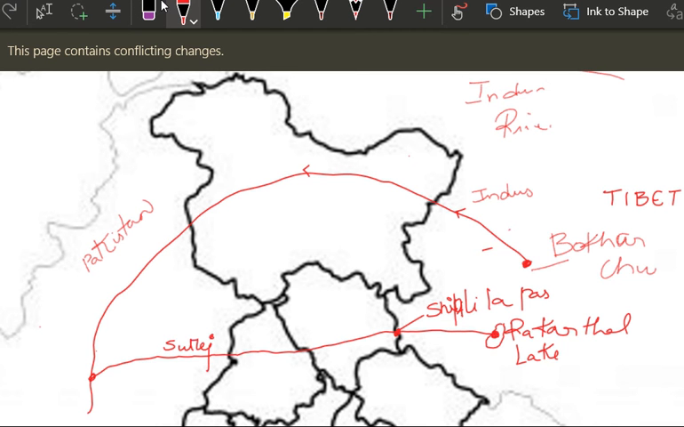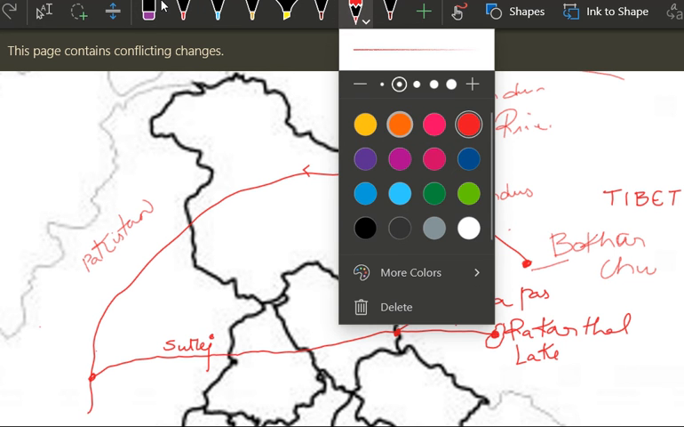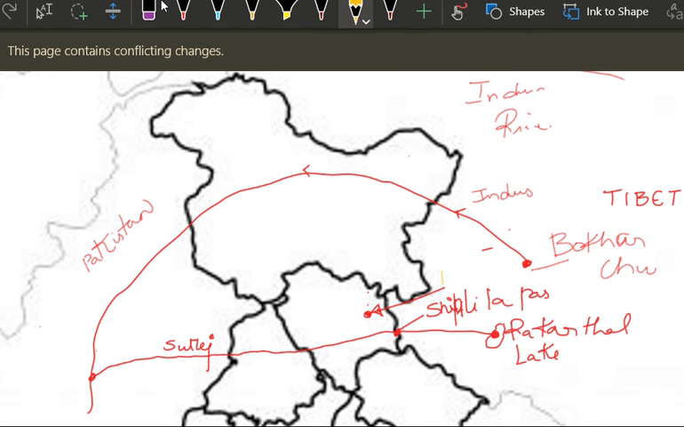Here there is another pass. There are three passes in Himachal Pradesh. One is Shipki La Pass. The other is Rohtang Pass. The next one is Baralacha Pass. Here, we change color because from the pass, the BEAS river starts.